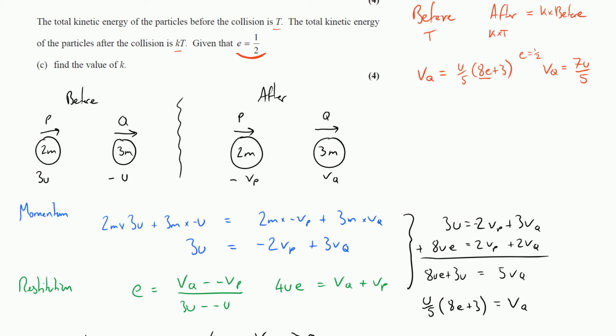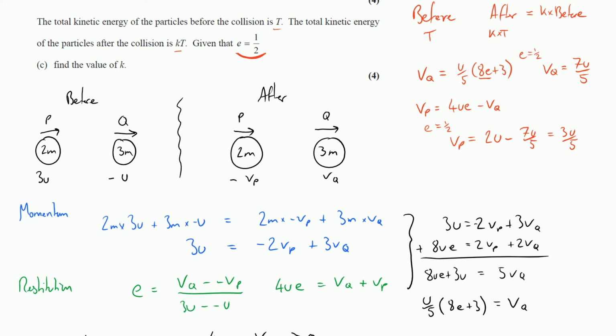Now to use my restitution equation, we know that vp will be equal to 4ue minus vq. We've just worked out that vq is 7 over 5u, and we know that e is a half. So in the case where e is a half, we know that vp is going to be 2u subtract 7u over 5, which is going to give me 3 over 5u.